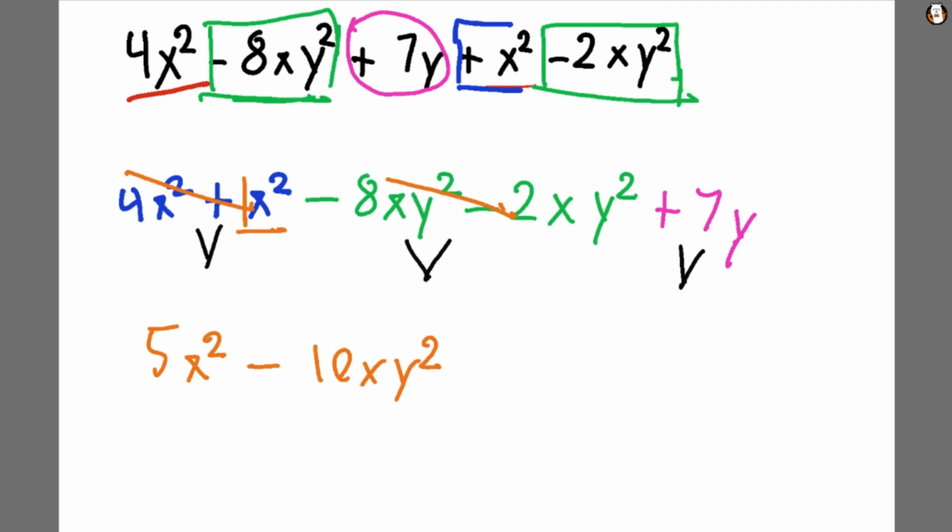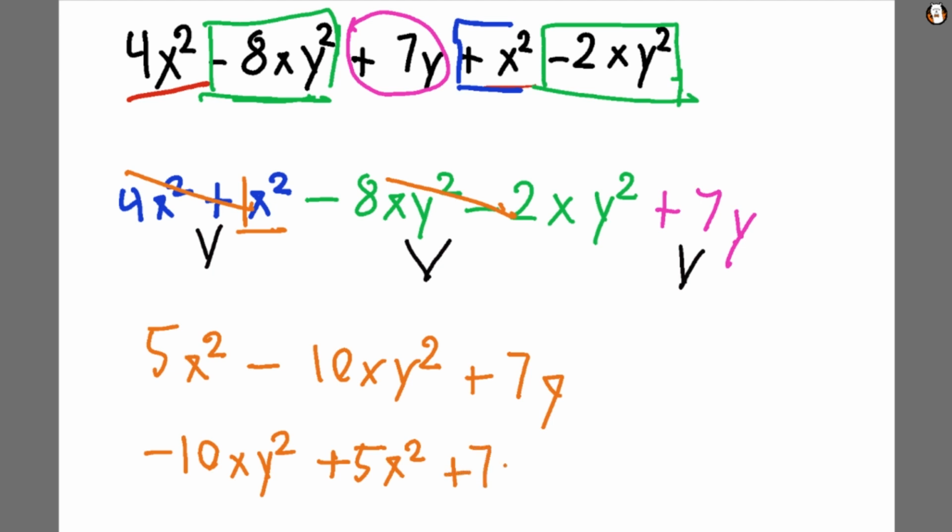Now we have the last part, which is just plus 7y, and this is the same as negative 10xy squared, and then this is a positive 5 here, so plus 5x squared, and then plus 7y. So it doesn't matter which way you order them. It means the same thing because of the commutative property. So yeah, I was just showing you how to solve that.